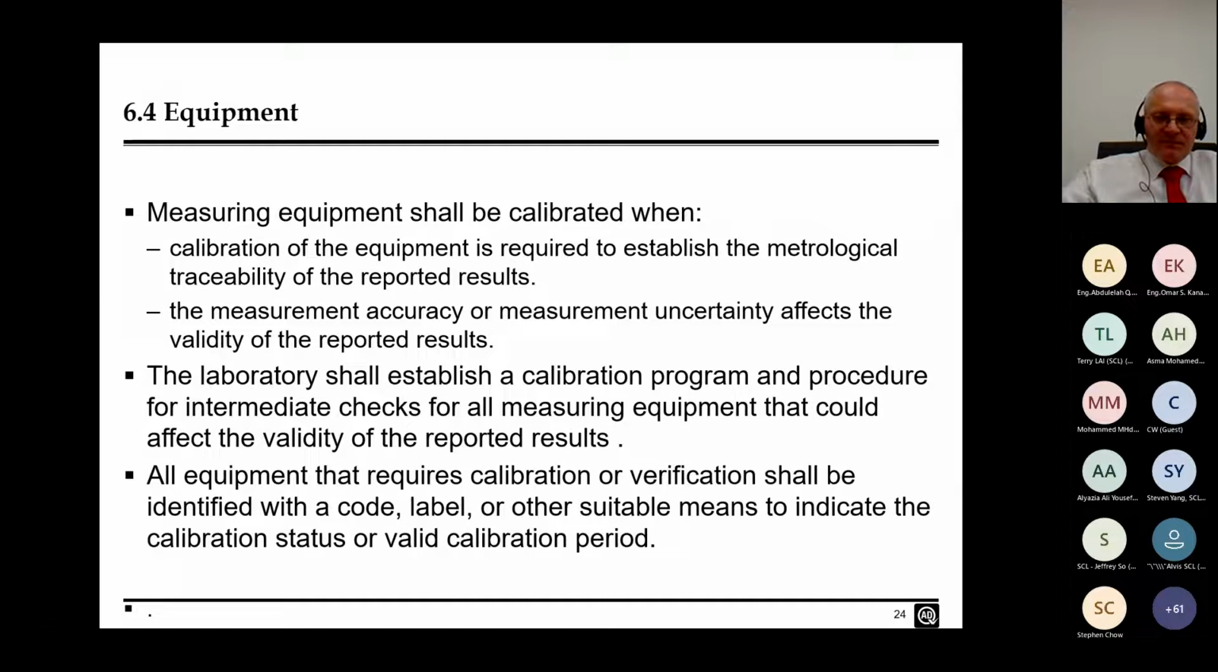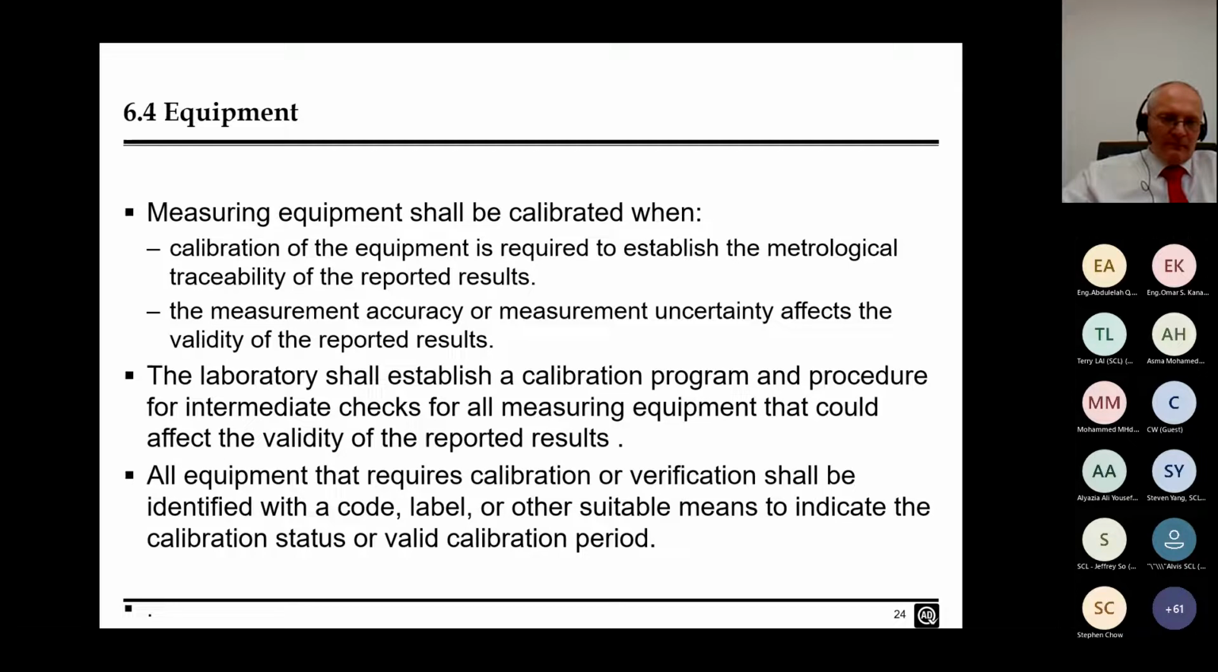In resistance, you need to have a traceable resistor, but you also need to know the temperature. You may need to know the current that you're measuring at or the voltage you're measuring at. So there are always some peripheral measurements that affect the accuracy or the uncertainty.